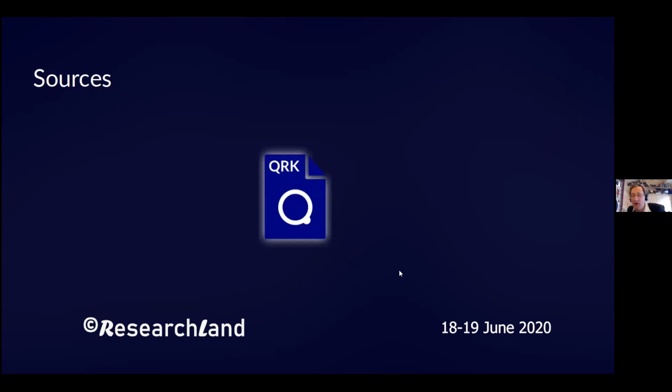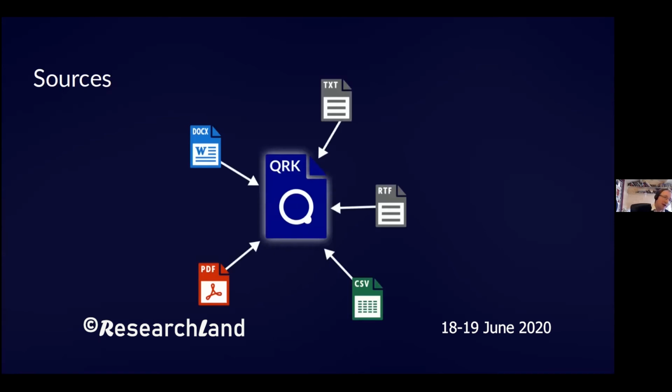So a little bit about how the sources in Quirkos work and how the projects work. Quirkos is designed so that all of your data is stored in one project file. And you can import any kind of source to this. So any text source, at least anyway. So you can bring in Word files, docx files, text files, rich text files, CSV files, and also PDF files. And when you do this, Quirkos creates a copy of these within the project file. So these sources become copied. So your original is not modified, and everything is copied into the project file. So it's all in the same place.